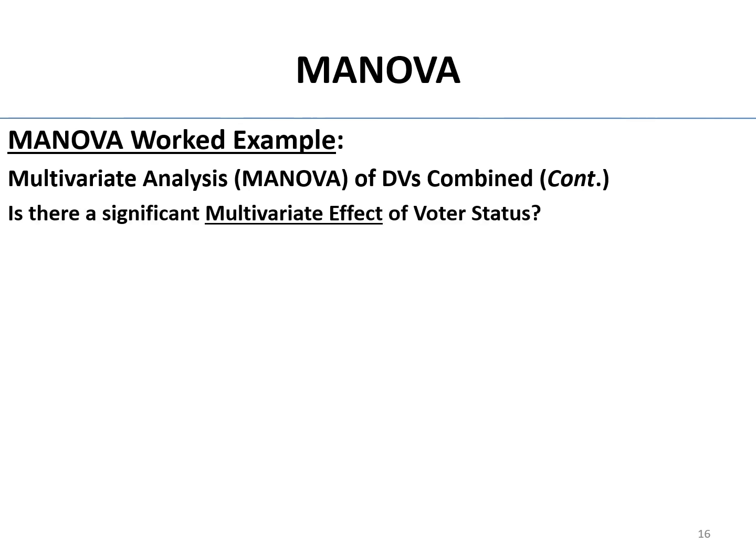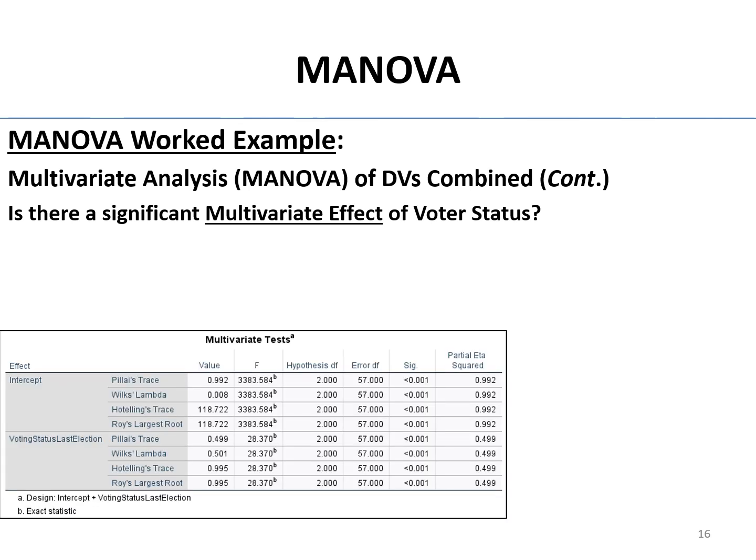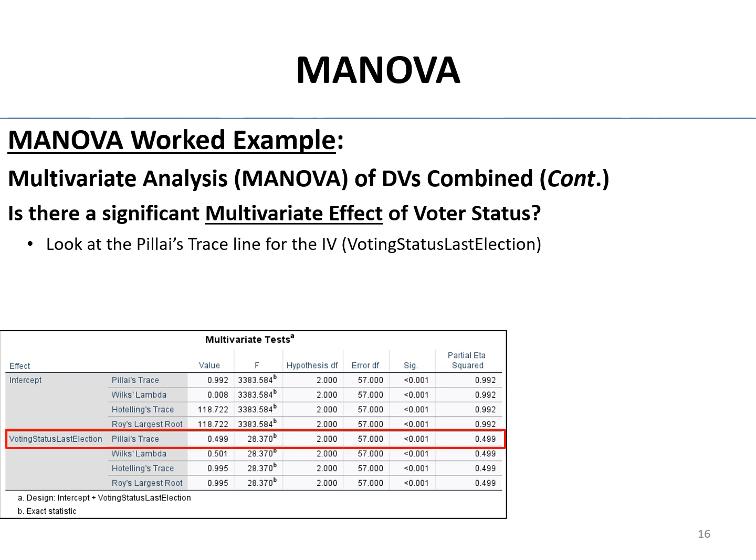So finally, our multivariate effects, where we're going to use Pillai's. Is there a significant multivariate effect of voter status? There's our table, lots of stuff in there. We want to go to the bottom. We want to find that Pillai's trace line because we violated the assumption. There it is. It's actually not too complicated.